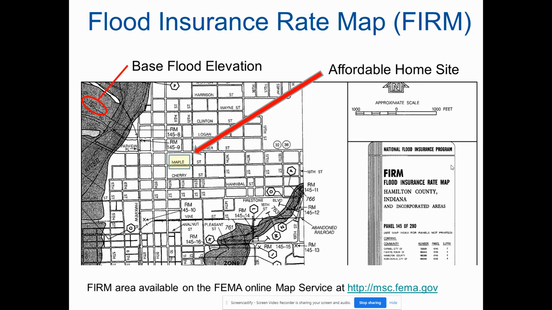So this is where your affordable home site would be. It's on the corner of Maple and 10th in Noblesville, Indiana. We're going to use this to find our FIRM area available on the FEMA online site, and we'll be able to find our flood zone.